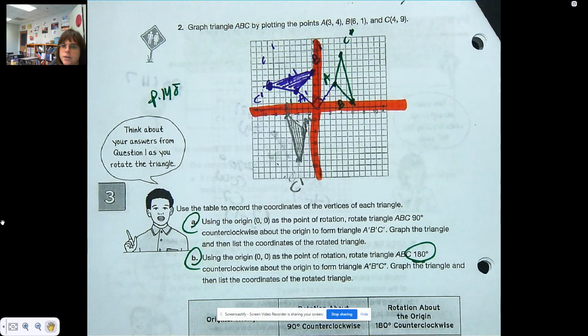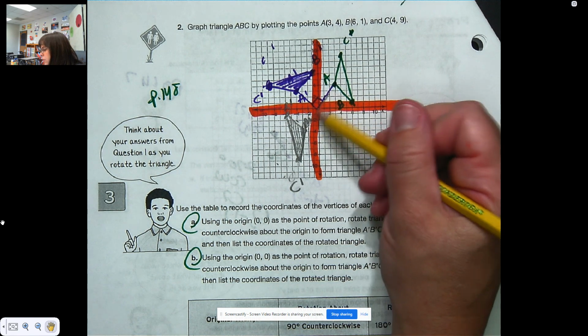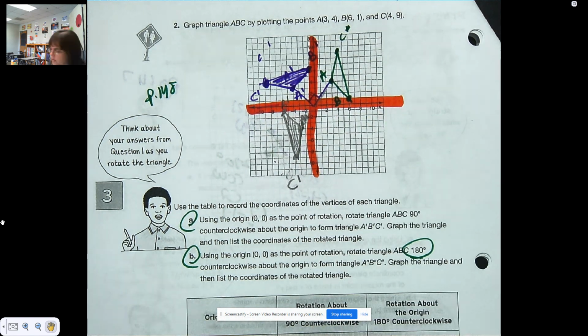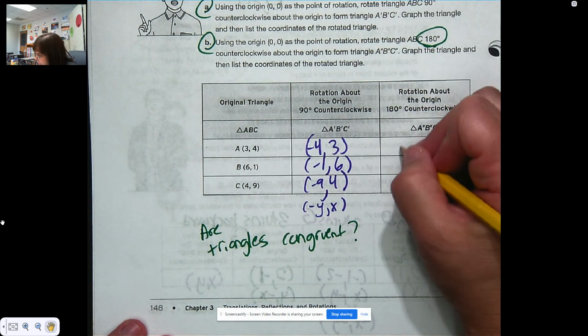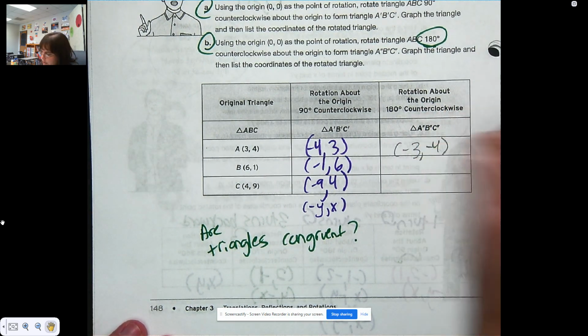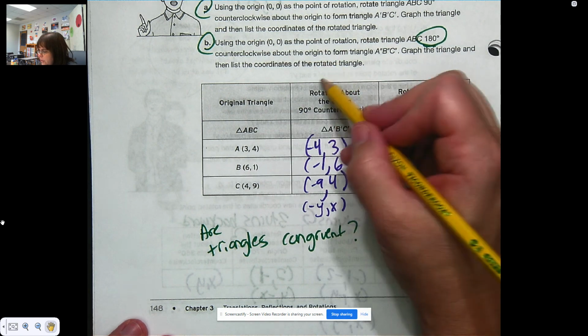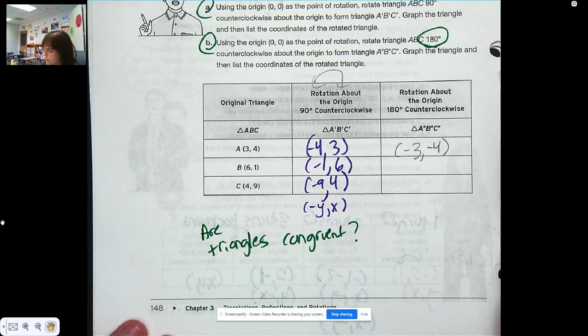And then you can kind of see if I were to connect this, this would be a beautiful 180-degree angle. So I'm going to come down and add that to my chart. So this would be -3, -4. No flipping occurs. The flips only occur at 90 and 270, the order flips.